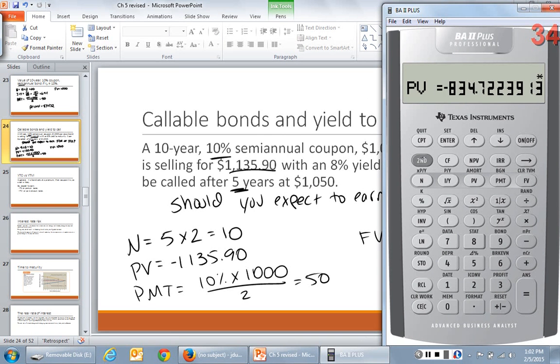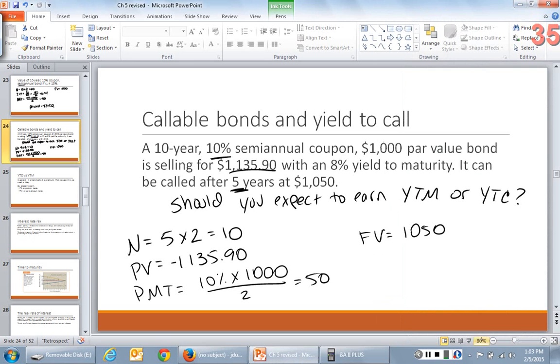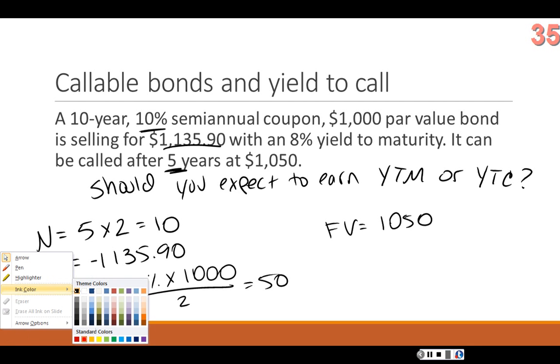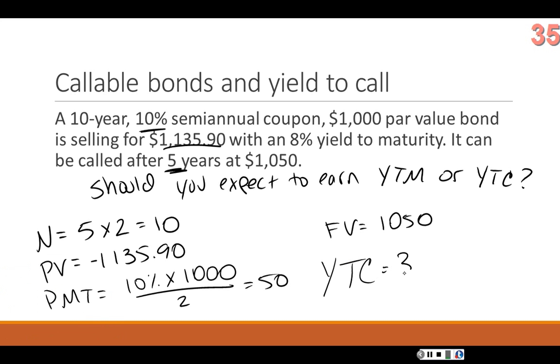So first, clear your time value of money. N is equal to 10. The present value, $1,135.90, and that's a negative. The payment is 50, and the future value is 1,050. Because instead of the company having to make these interest payments for an entire 10-year period, they're only having to make it for 5 years. The investors have planned on this income stream, and so they must be compensated for these changes. So we compute the interest rate to give us the yield to call. So the yield to call was equal to 3.765. But remember, we have to multiply that by 2 because this is a semi-annual bond to give you 7.53%.